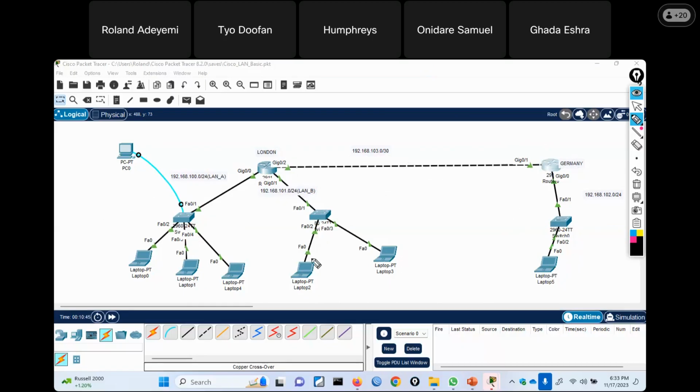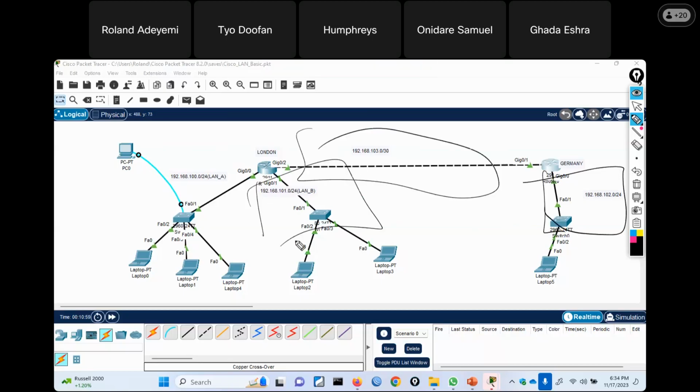Now, take note of something here. In this topology I have 4 networks. This is the first network, my second network, my third network, and this is my 4th network. All the routers in my network must have these 4 different networks. Some are directly connected, some are manually configured. All of them must have those 4 networks before there can be exchange of information.